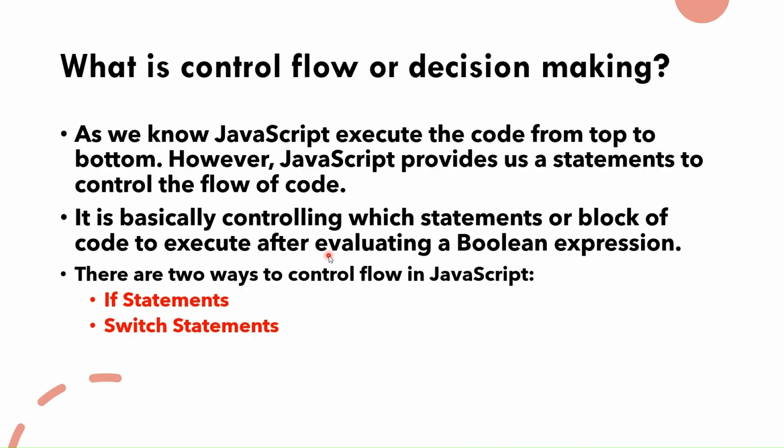Let's start. So what is control flow or decision making? As we know, JavaScript executes the code from top to the bottom. However, JavaScript provides us a statement to control the flow of code. It is basically controlling which statements or block of code to execute after evaluating a Boolean expression. There are two ways to control flow in JavaScript: if statements, switch statements.